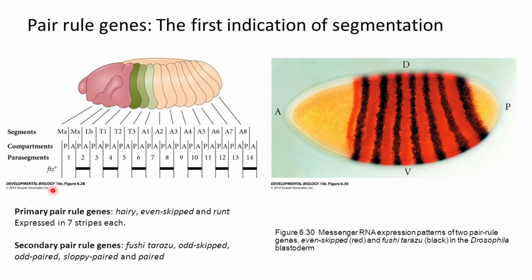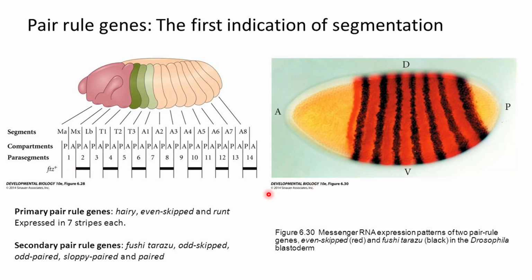And along with Fushitarazu, there is another gene called even skipped, which skips these even parasegments. So we see here Fushitarazu is expressing in parasegment number 2, 4, 6, 8, 10, such like that. Even skipped is named as such because it does not express in even number of parasegments. So it will express in 1, 3, 5, 6.